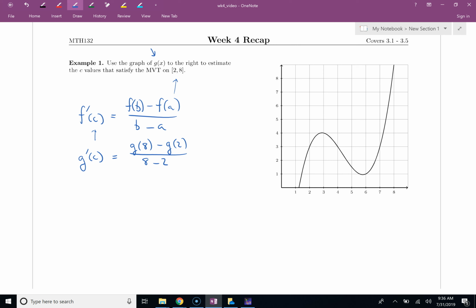So first of all, let's try to find these points, right? I'm interested in at 2 and at 8. So I'm going to go over here. At 2, we're talking about this point right here.